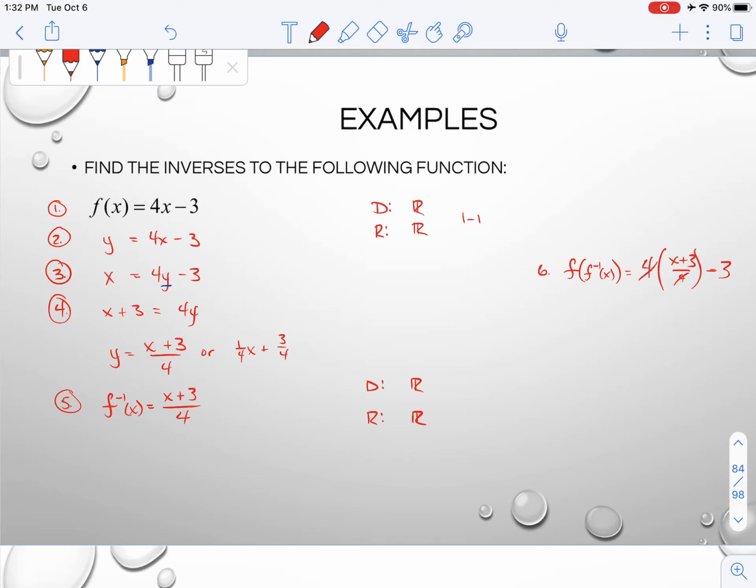All right, the 4's are going to cancel, leaving me x plus 3 minus 3. Plus 3 minus 3 cancels, leaving me with x. These are, in fact, inverses. We're good to go. Right?